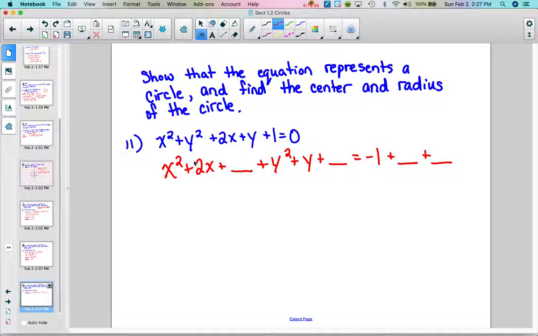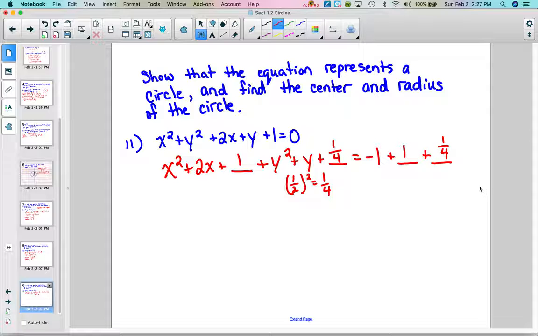Okay, completing the square, you take half of this term and square it, so I get a 1. Add to both sides. Half of 1 is a fourth. I'm sorry, it's a half. But then you're going to square that and get a fourth. So we're going to have a fourth right here.